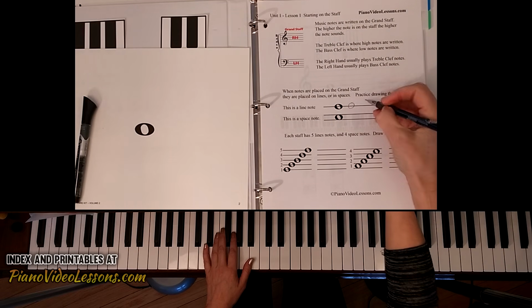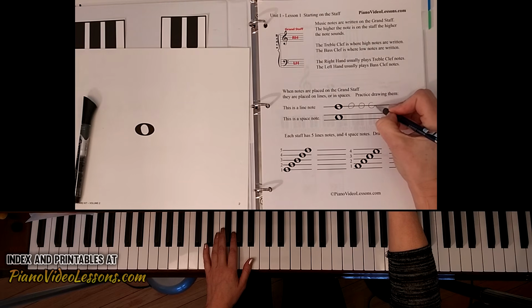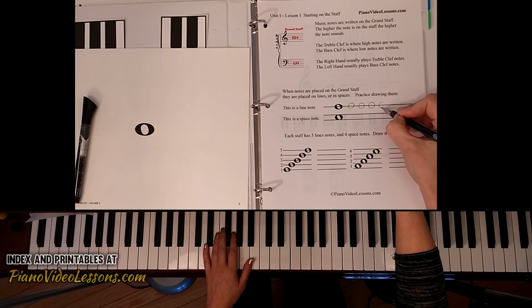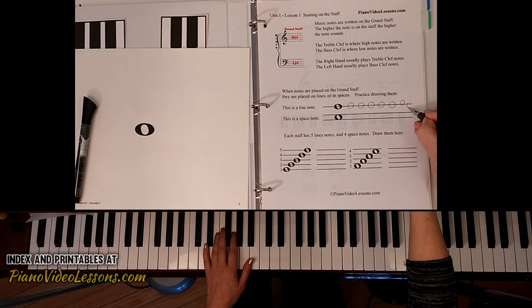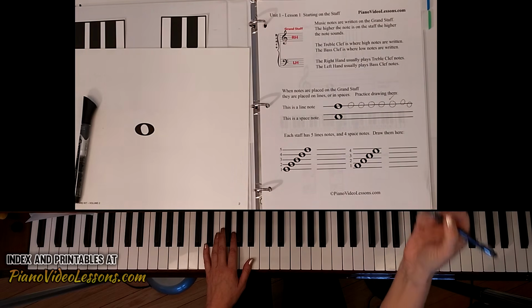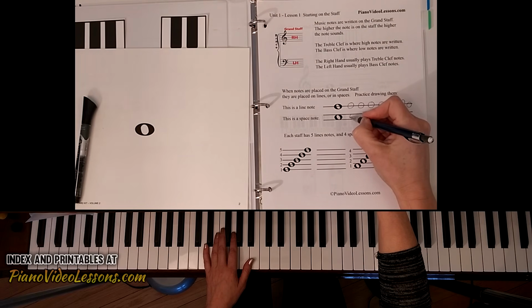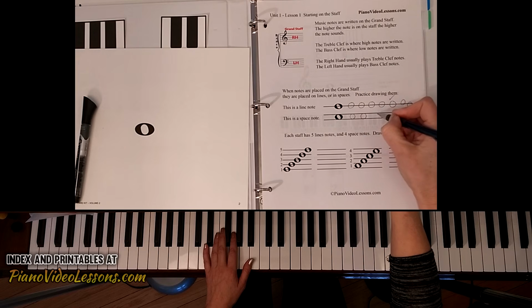Just get out your pencil and draw some notes, making sure that each one of these has the line going right through the middle of the note. Make sure that you're not squishing it like this or squishing it like this. This makes it difficult to read. Keep your notes centered on the line. And then you can practice drawing some space notes. And again, keep your notes centered between these two lines. These ones are looking good.